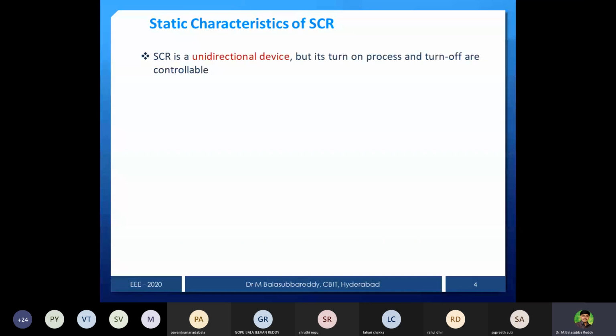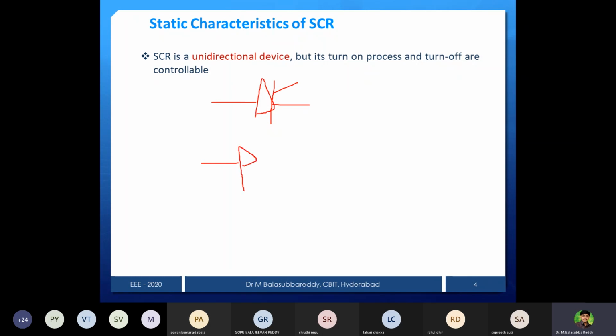Now we'll see the static characteristics of an SCR. Now, SCR is a unidirectional device. What is the meaning of a unidirectional device? Suppose we have an SCR, and another device is a bidirectional device, like a triac.